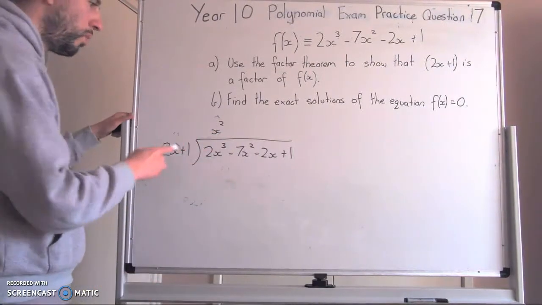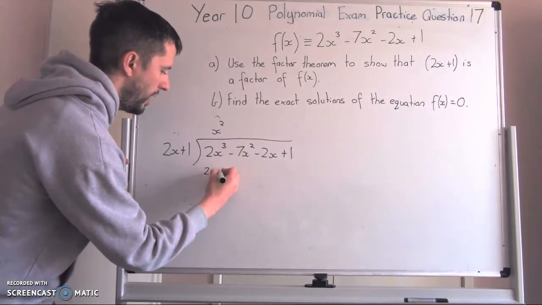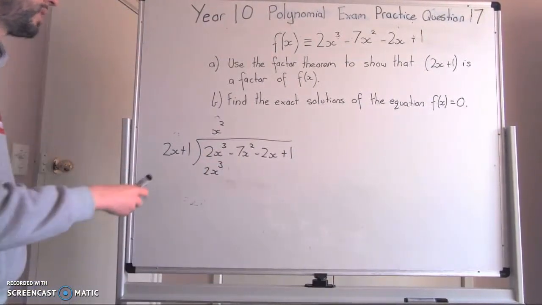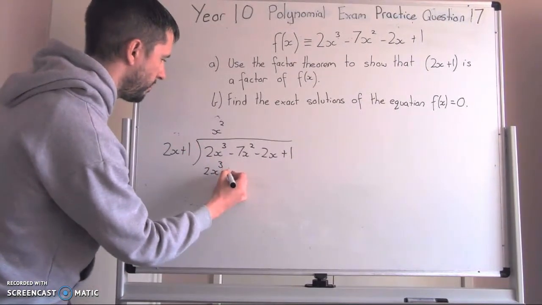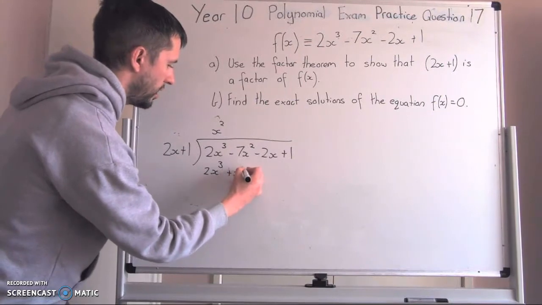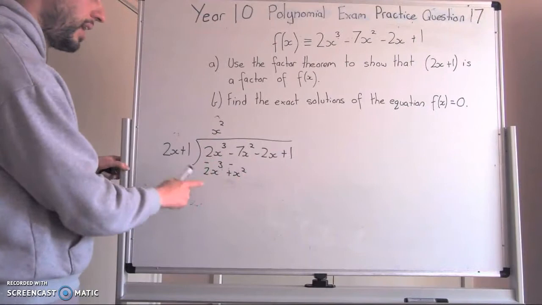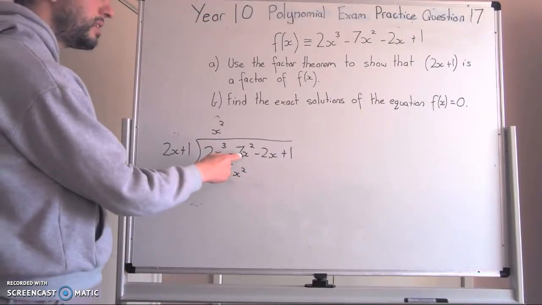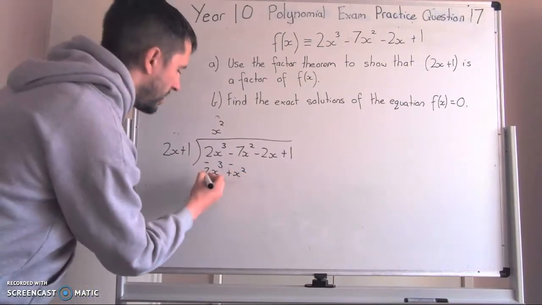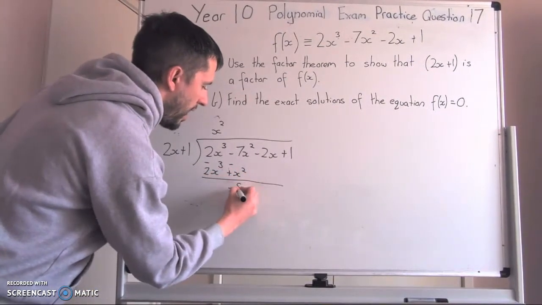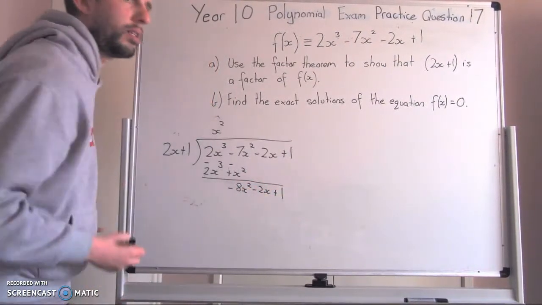Then I go the opposite way. x^2 times 2x is 2x^3 that I shared. x^2 times 1 is x^2. Now I need to take away what I've shared. That cancels out, and I've got negative 7x^2. Take away x^2, and that gives me negative 8x^2. Take away 2x plus 1.